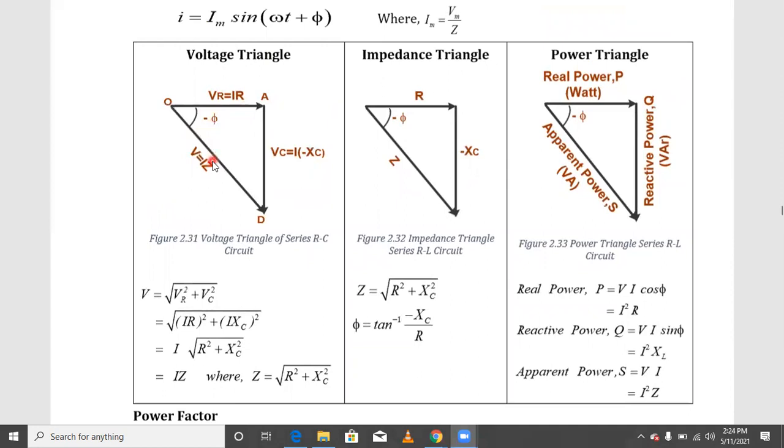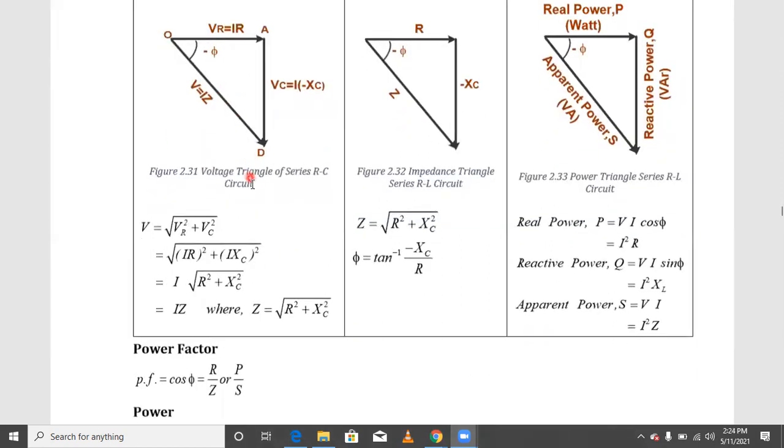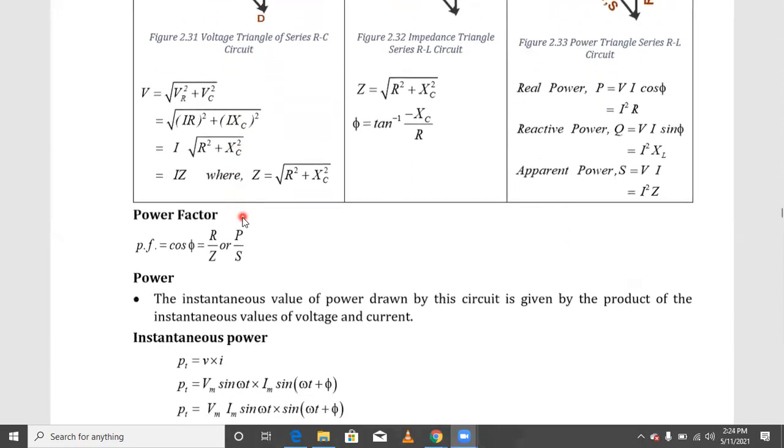Cos φ is equal to VR divided by V. For example, if you know the voltage across the resistor, VR, and you know the angle, then you can easily find V. Cos φ is equal to VR divided by V, so V is equal to VR divided by cos φ. By using this, you can find these voltages.